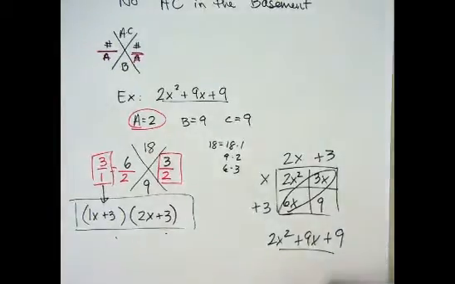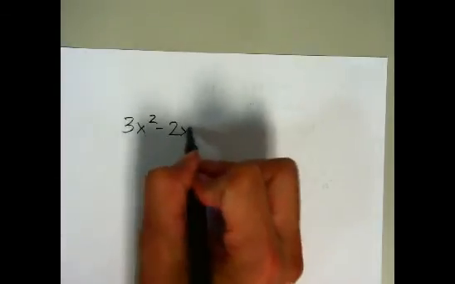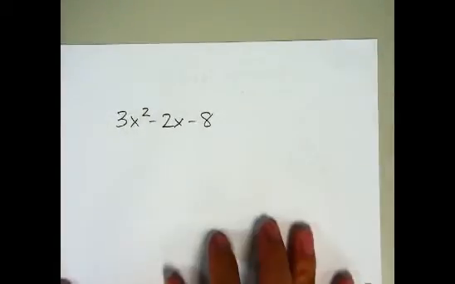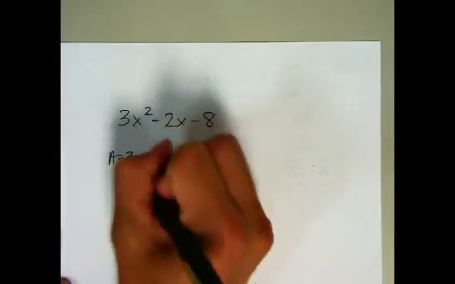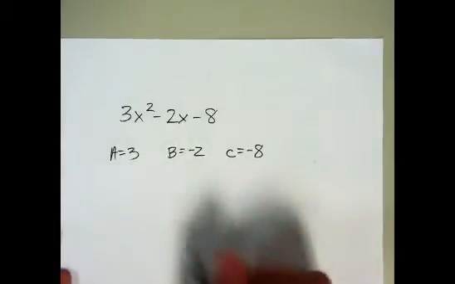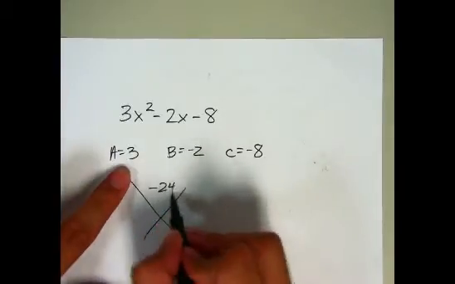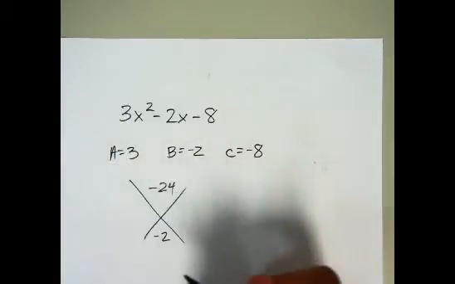Alright, let's try another one. I'll just make it up. Not really. I'm looking at a book. 3x squared minus 2x minus 8. Alright, so here we go. A is 3, B is negative 2, C is negative 8. A times C: this times this is negative 24. And a negative 2 on the bottom.